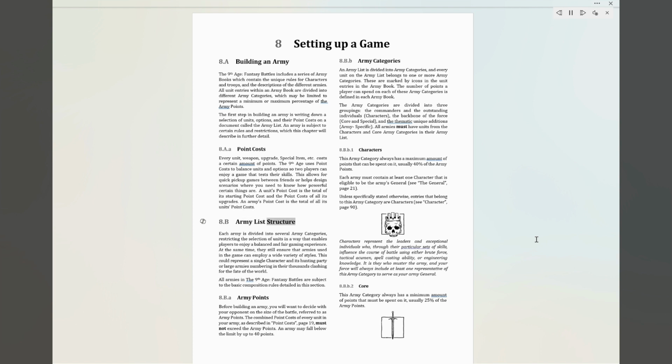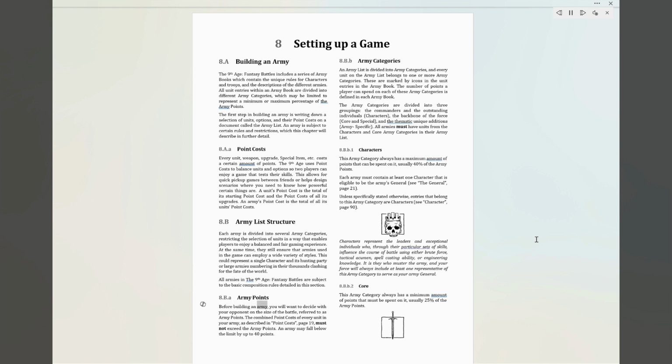Army list structure. Each army is divided into several army categories, restricting the selection of units in a way that enables players to enjoy a balanced and fair gaming experience. At the same time, they still ensure that armies used in the game can employ a wide variety of styles. This could represent a single character and its hunting party or large armies numbering in their thousands clashing for the fate of the world. All armies in The Ninth Age: Fantasy Battles are subject to the basic composition rules detailed in this section.